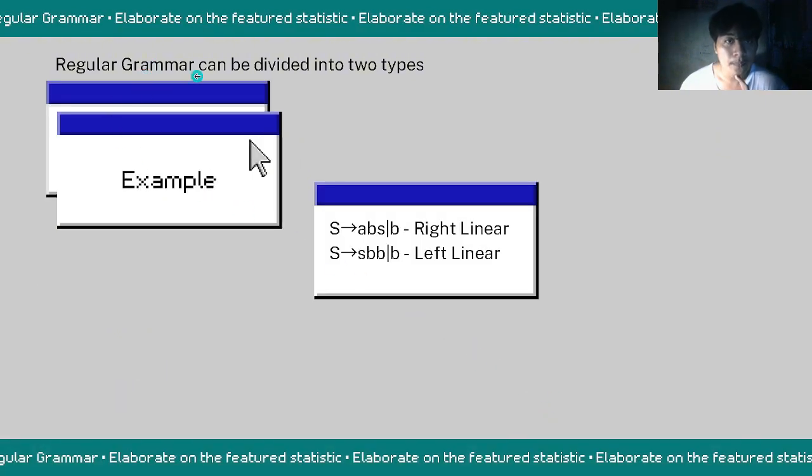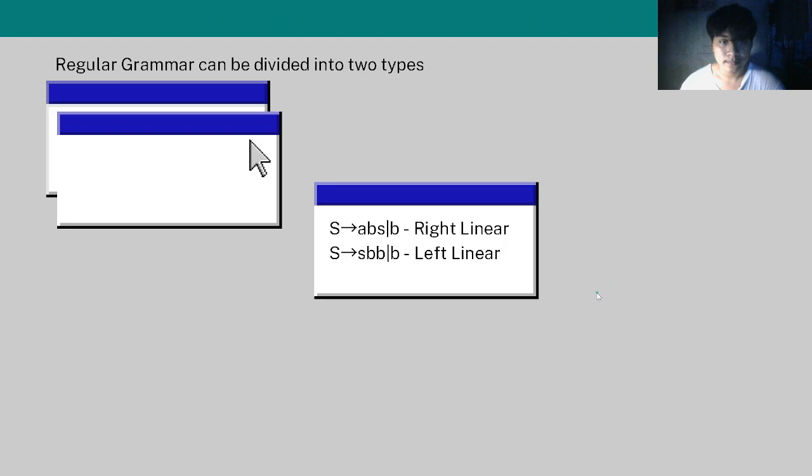Regular grammar has these examples. These are S goes to aB, S goes to bB for right linear. S goes to Sb, S goes to Bb for left linear grammar.